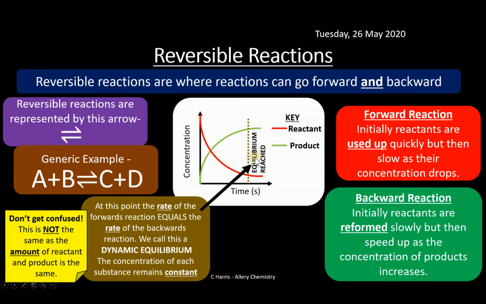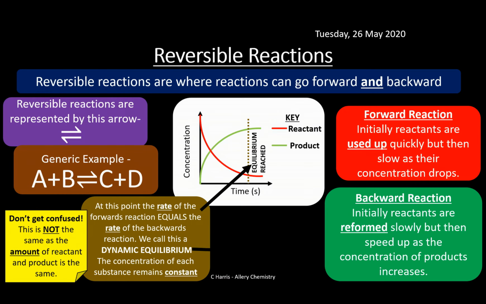What you can't get confused with is that this is not the same as the amount of reactant and product being the same. You might have different amounts of reactant and product at each of these phases. However, the concentration of each substance remains constant. You've got to be really careful with the words that you're using here, and make sure that you're being specific. It might not be the same amount. There might be more product or more reactant. It just means the concentration of each substance is constant.